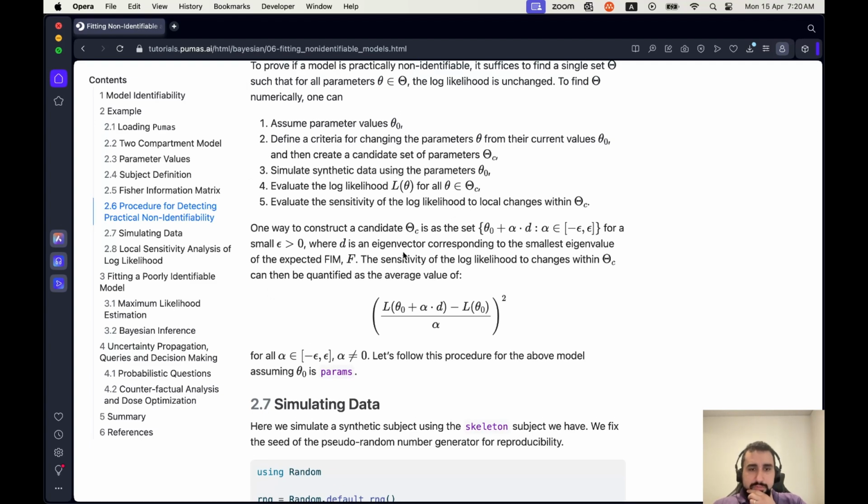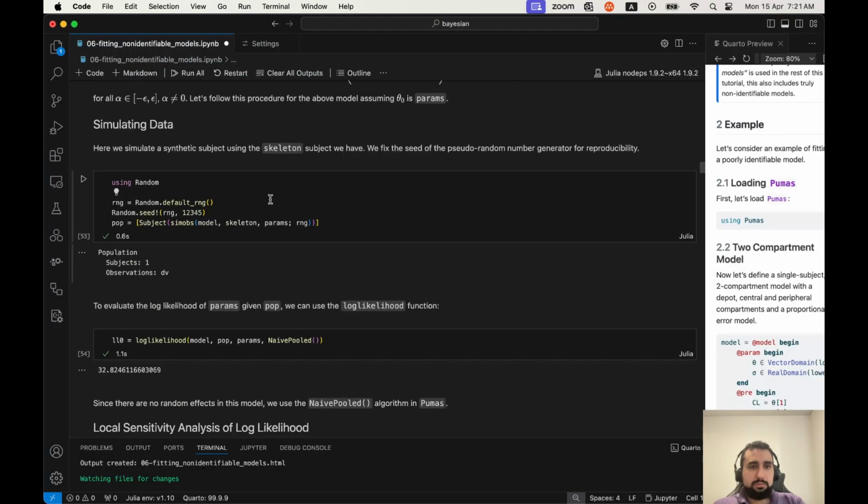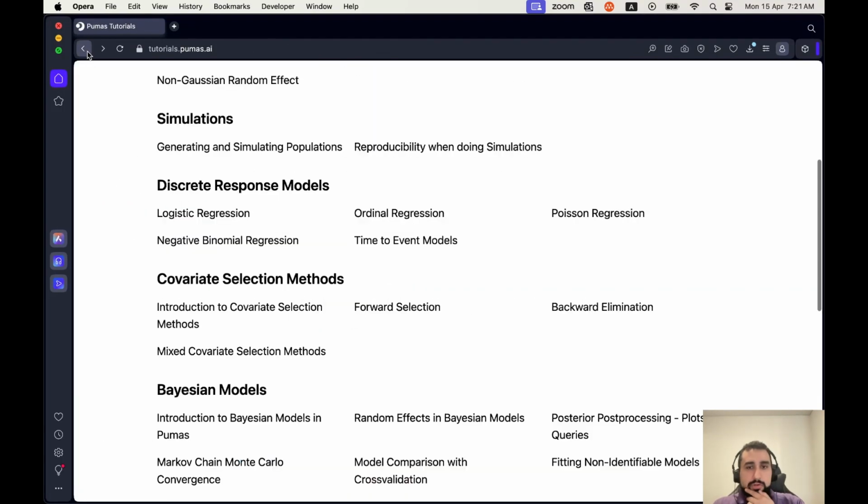So let's go ahead and try to follow this recipe. I'm going to go back to the interactive mode. And so we'll see here that we're just loading a package called Random, and we're using the default random number generator, which is actually a pseudo random number generator, to set the seed for the simulation. And if you're curious to understand more about how to make your simulations reproducible and set the seed, we actually have an excellent tutorial on that as well.